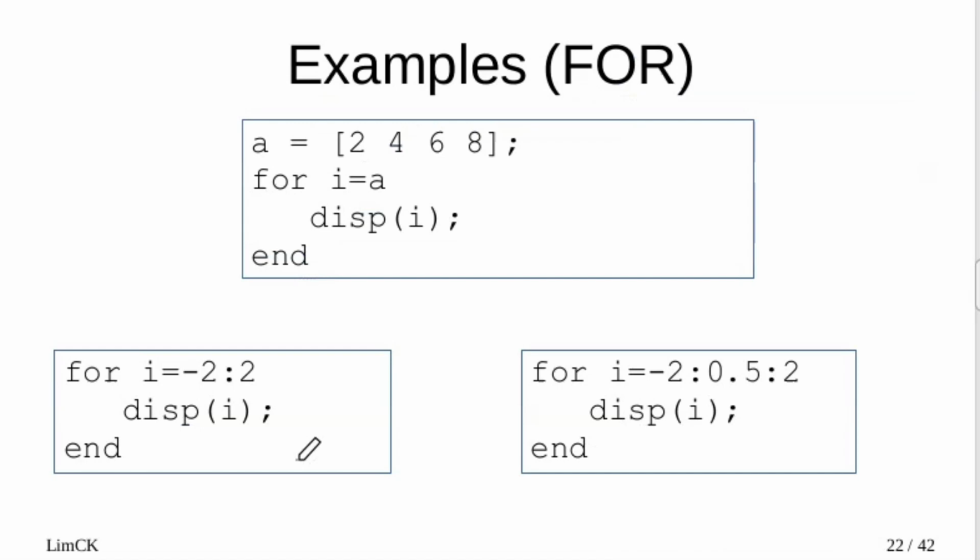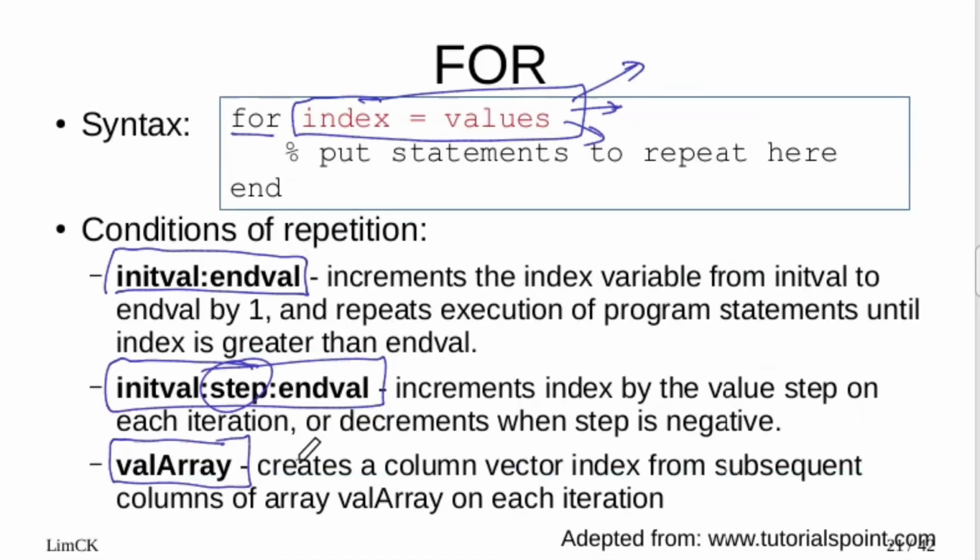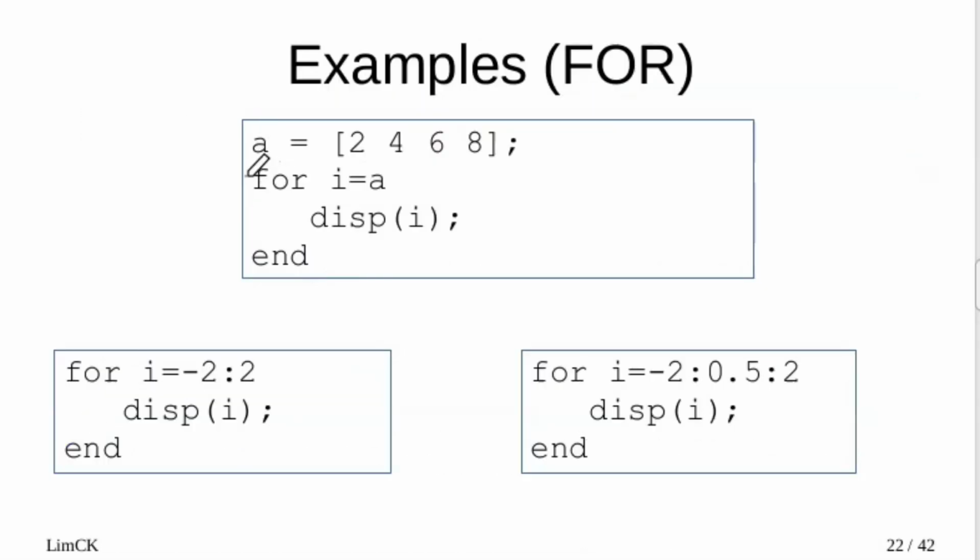This one is the third one. Okay, we have an array. A is an array of 2, 4, 6, 8.